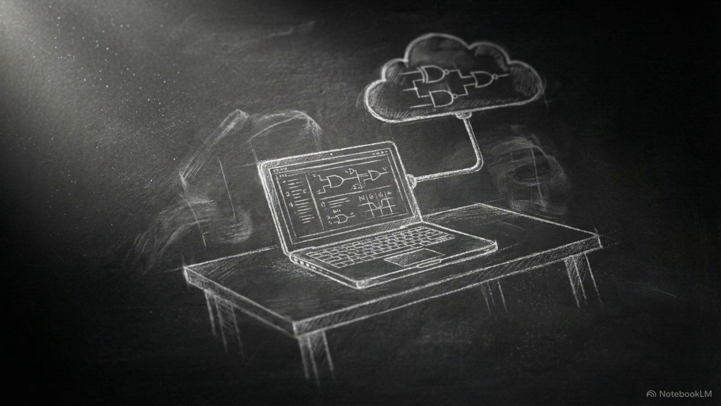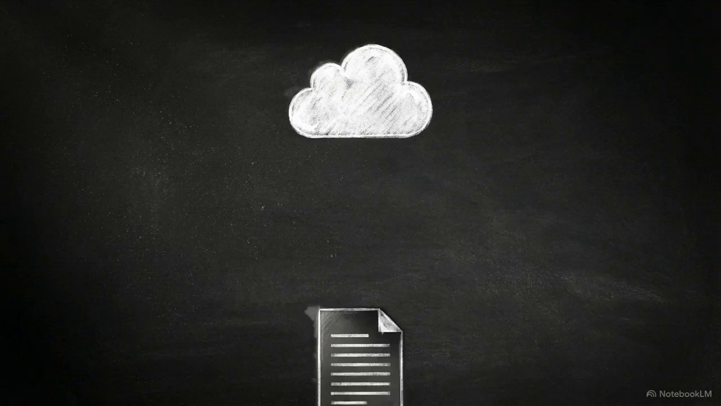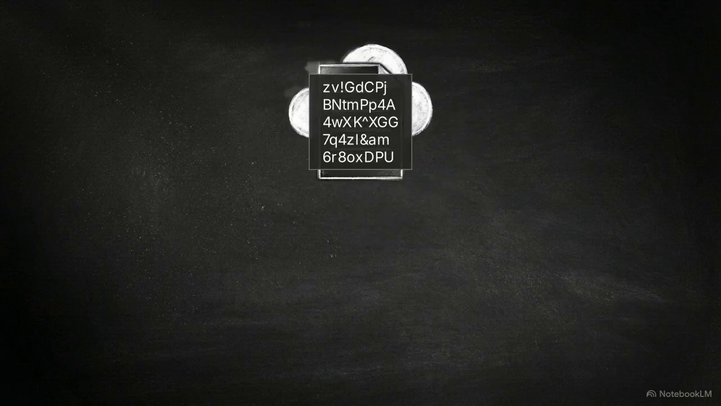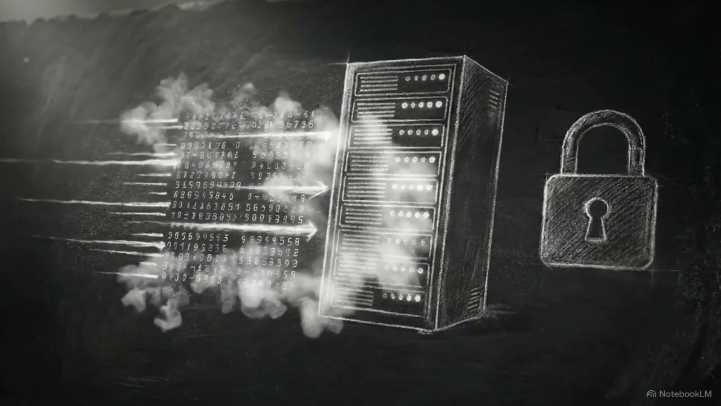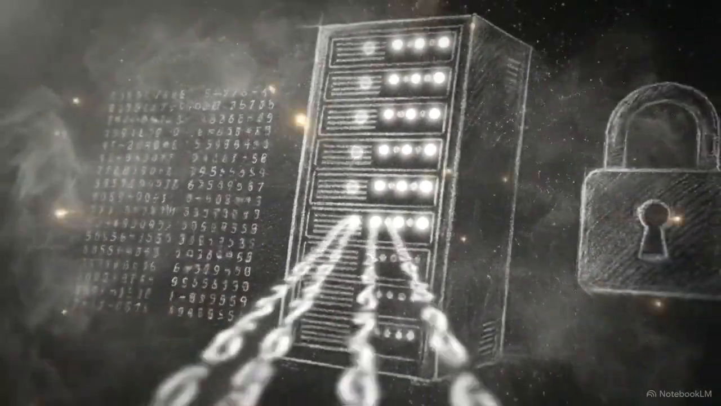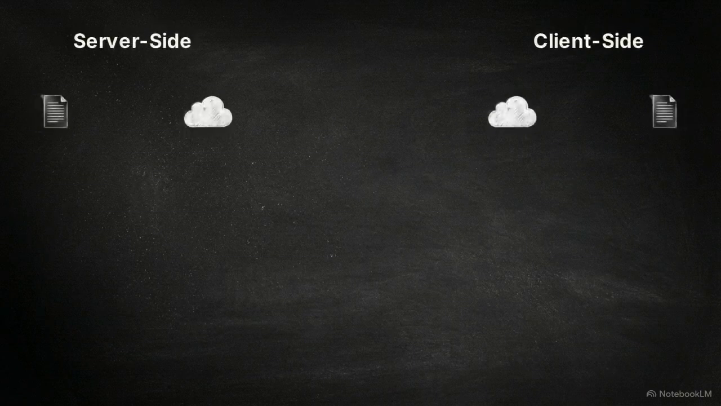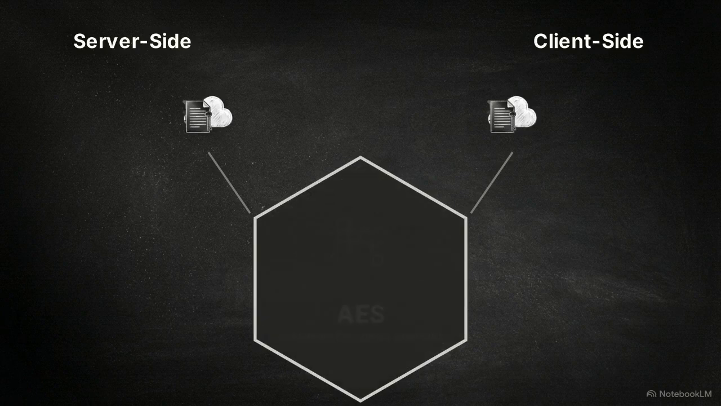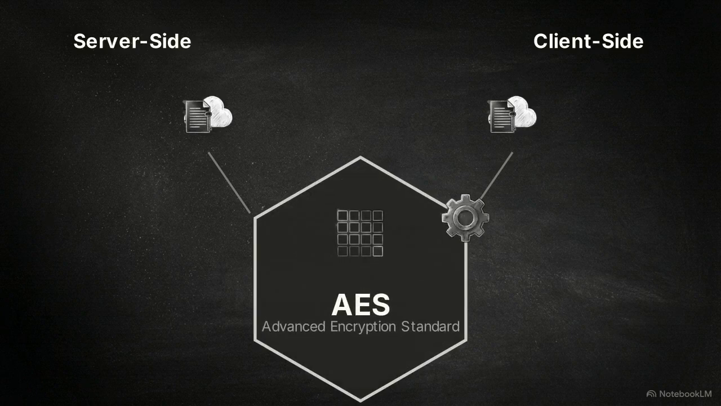Welcome to cloud security. When you upload data to AWS, you generally choose between two protective paths. You can use server-side encryption, where Amazon scrambles your file upon receipt, or client-side encryption, where you lock the data on your local machine before locking it into an AWS server farm. Despite the difference in exactly where that encryption happens, both of these AWS methods rely on the exact same underlying mathematical algorithm, the Advanced Encryption Standard, or AES.